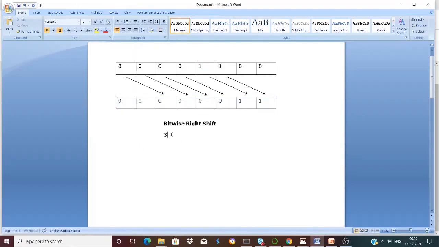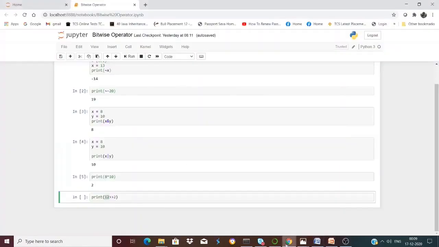Now if you look at it carefully, what was our input? Our input was 12. So the first operand was 12, and our output is gonna be 3. So what happened? 12 actually has been divided by 4. Now where does this 4 come from? This 4 is 2 to the power 2. So applying a bitwise right shift operator on a number actually means you are dividing the first operand by a particular power of 2.